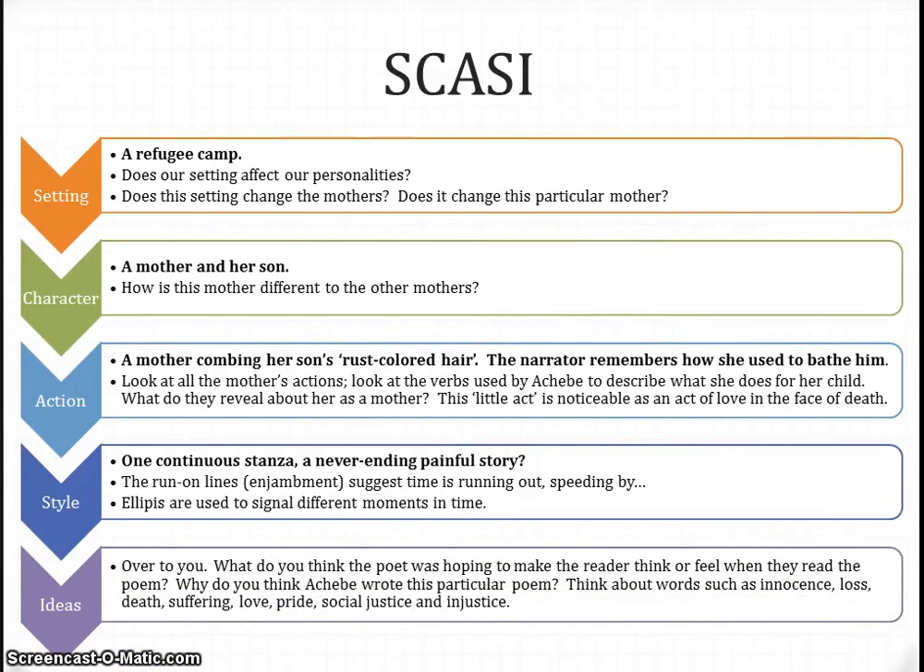The final section is ideas. This is over to you. Why do you think the poet wrote this poem? What do you think he was hoping to make the reader feel or think when they read the poem? You need to think about words such as innocence, loss, death, suffering, love, pride, social justice, injustice.